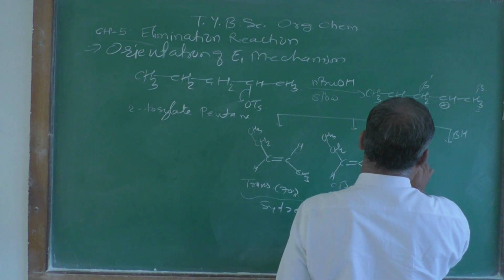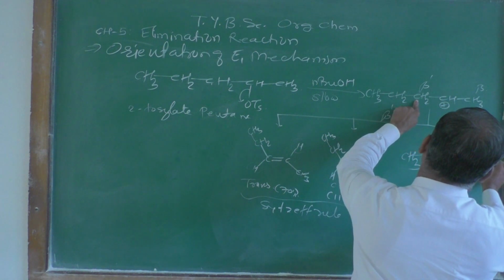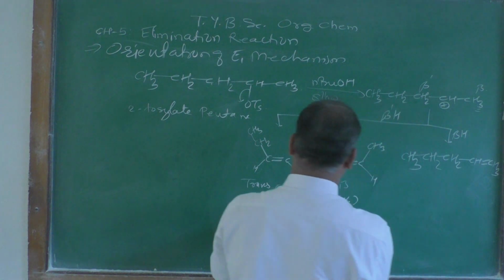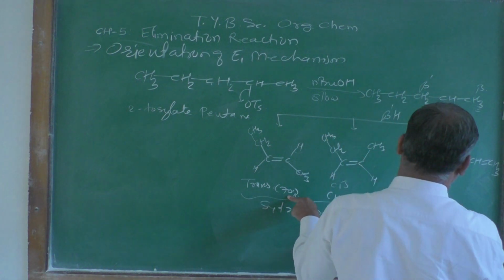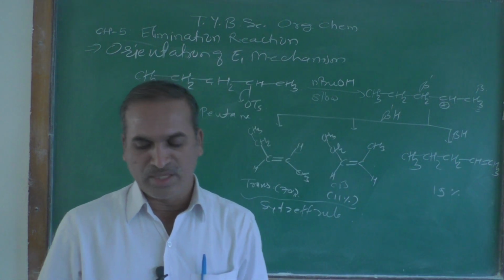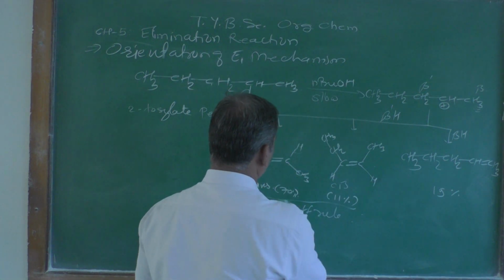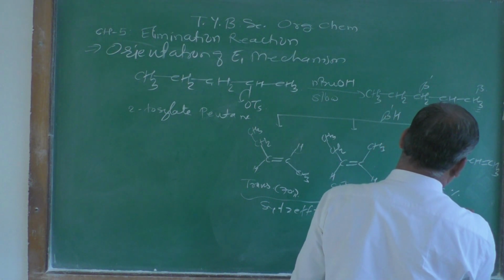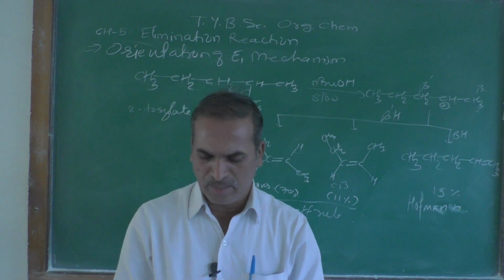When the beta hydrogen is lost, you get CH3, CH2, CH2, CH double bond CH2, and this we are getting at about 9%. The IUPAC name of this compound is 1-pentene. So in this way we have got three products. Among the three products, these two are according to the Saytzeff elimination, and this will be the Hofmann product or Hofmann elimination. This is about the Hofmann elimination reaction.